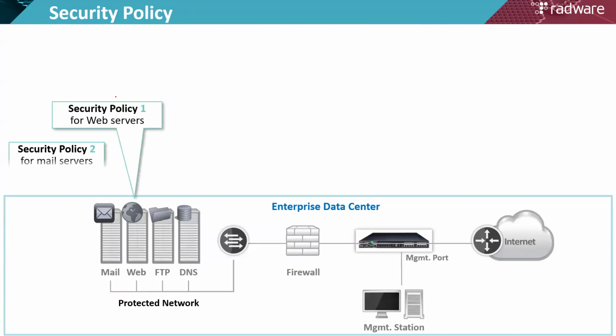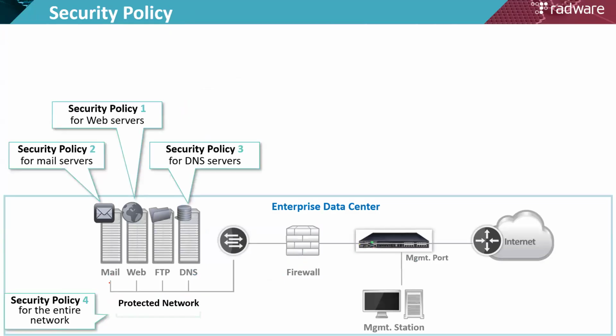So let's suppose these are the 4 servers. This is the LAN, local area network. So this part is your local area network, and these are all your servers that you're protecting. The clients are coming from this part. And you have a mail server, a web server, an FTP server, and a DNS server. And you might have other devices as well.